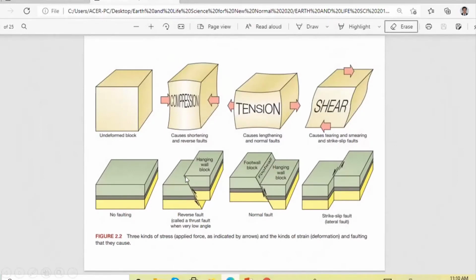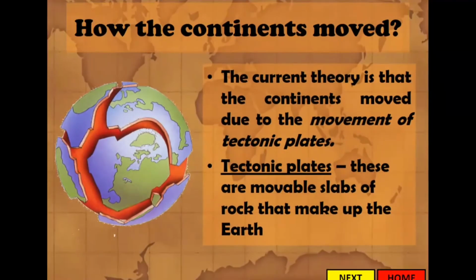What happens when rock is compressed is this. When rock or plates are under tension, this will happen. And when rock is sheared, it transforms. When rock is compressed, it converges. When rock is under tension, it diverges as well.